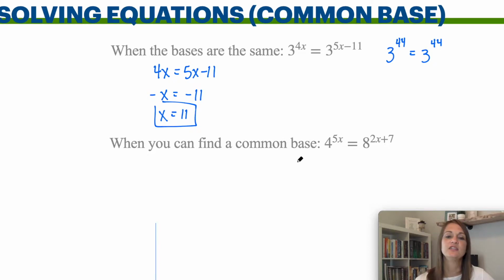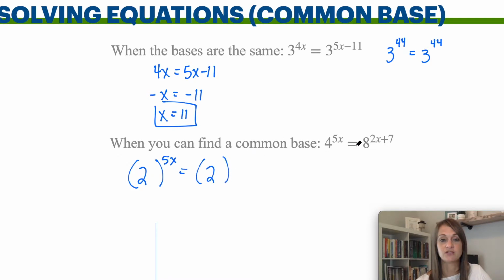Now, in this case, you can find a common base. Even though these numbers are not the same, there is a number that can be raised to create a 4 and an 8. I can raise 2 to something that makes it 4, and I can also raise 2 to something to make it equal 8. So 2 squared is going to give me 4, and 2 to the third is going to give me 8.